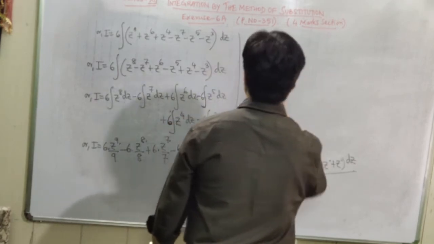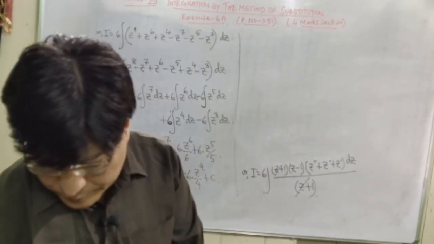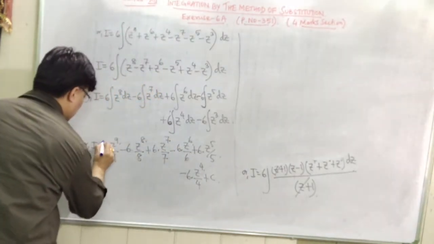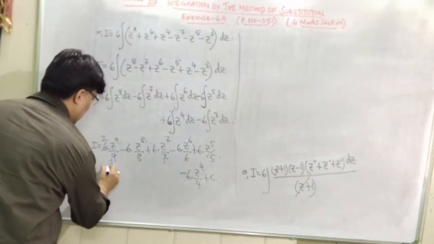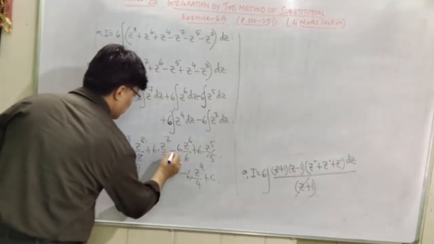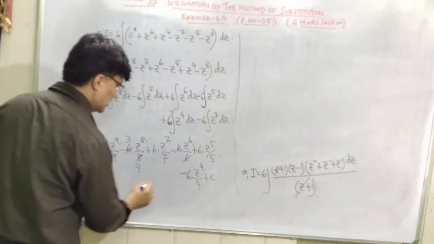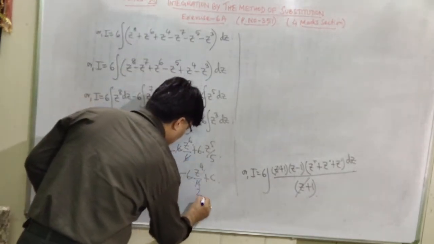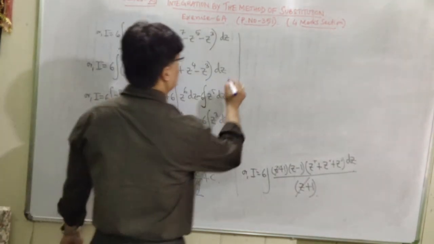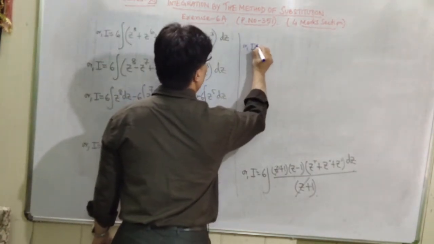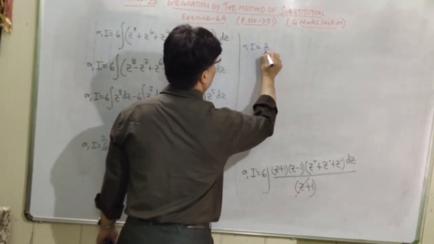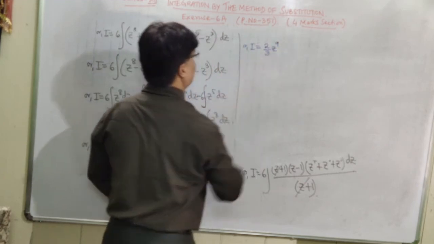So let us write here now in the next step. Now we can cancel here. 3 2s are 6, 3 3s are 9, 2 3s are 6, 2 4s are 8. Here 6 6 gets cancelled. 2 2s are 4, 2 3s are 6. Okay. So what are the remaining terms now? I is equal to, what is the first term? 2 by 3, it is 2 by 3 z to the power 9.